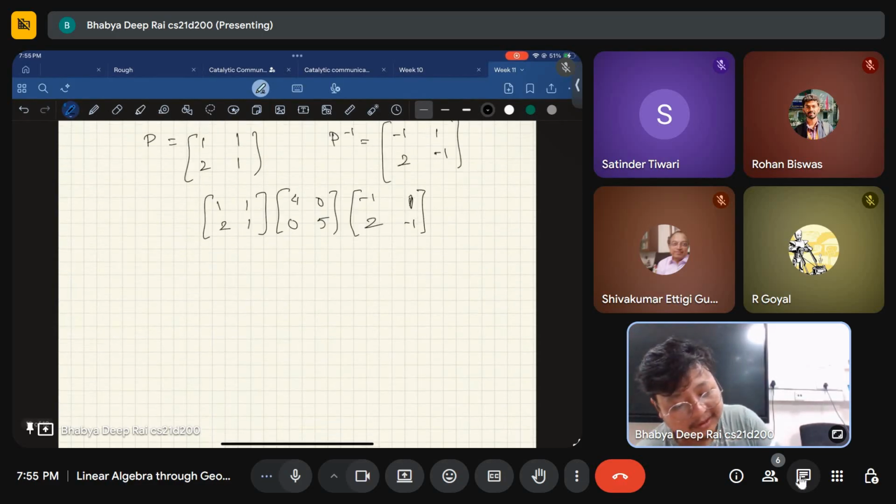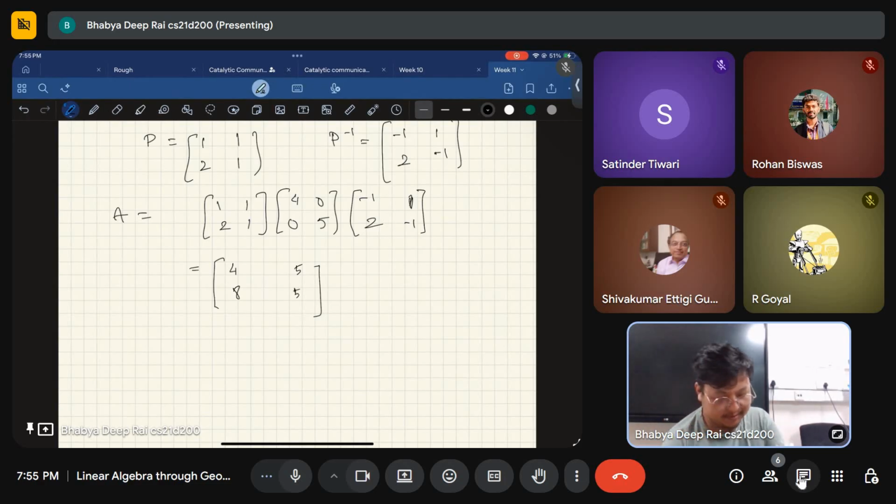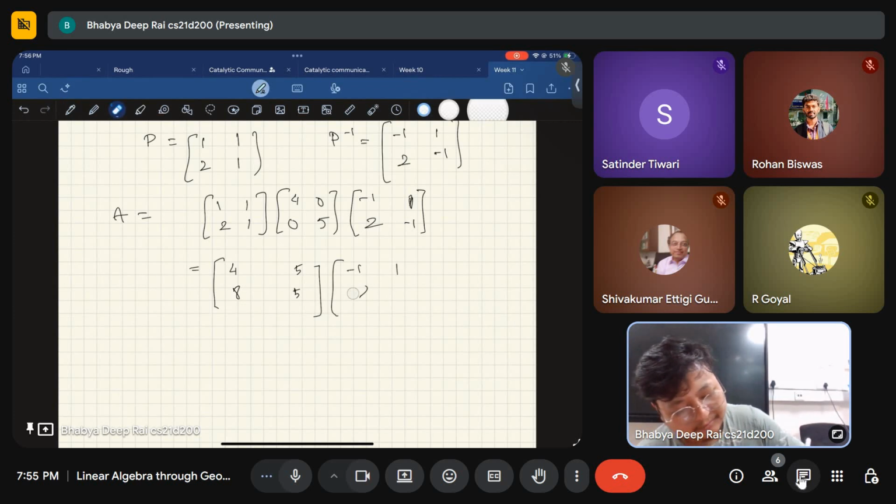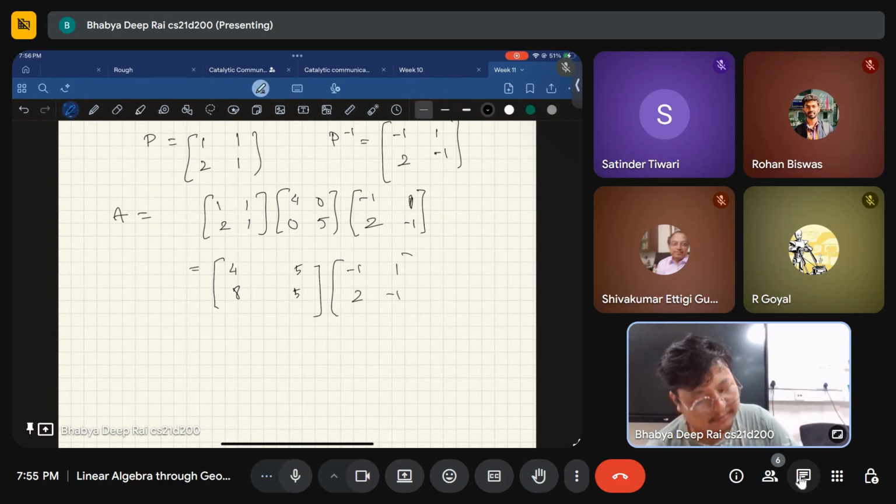Now, if you just need to verify that this is indeed equal to A, then we can multiply, let's say, the first two, and then see that this is 4, 5, what is that, 8, and 5. That's fine. I think so. Now we multiply it by -1, 2, 2, -1. Okay.